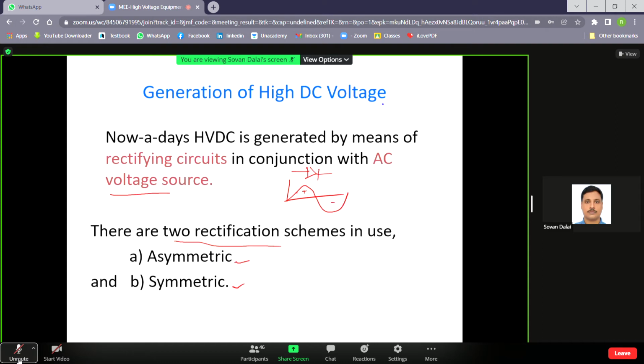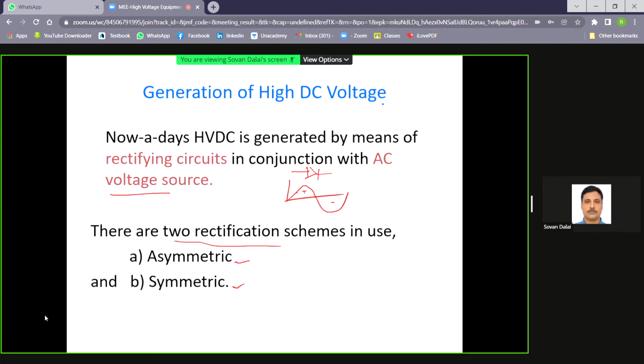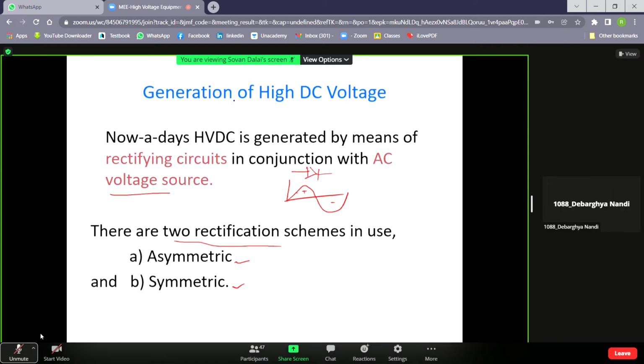So asymmetric and symmetric circuit from the point of view of diode conduction. If the conduction periods of the diode are identical, then you can say that circuit is a symmetric circuit. If the conduction periods are not identical, then we can say that is an asymmetric circuit. Okay, is it clear? বুঝা গেল কিনা? Clear, sir. Yes, sir.